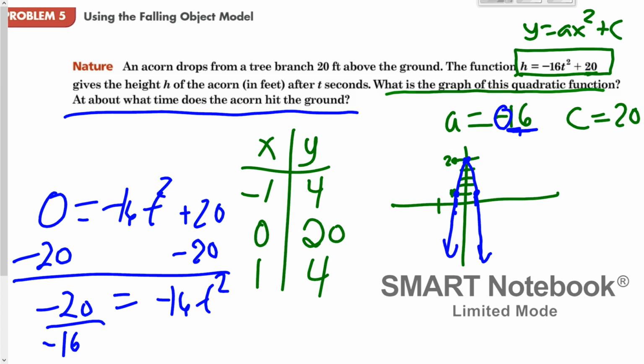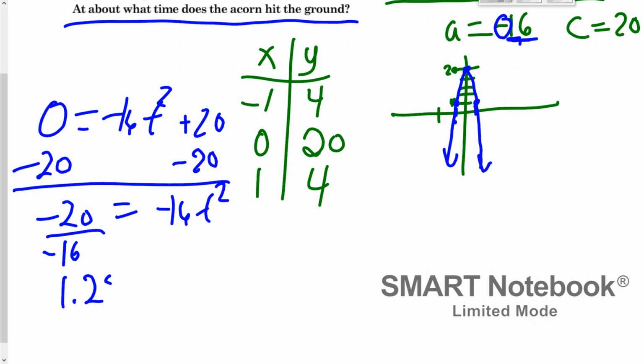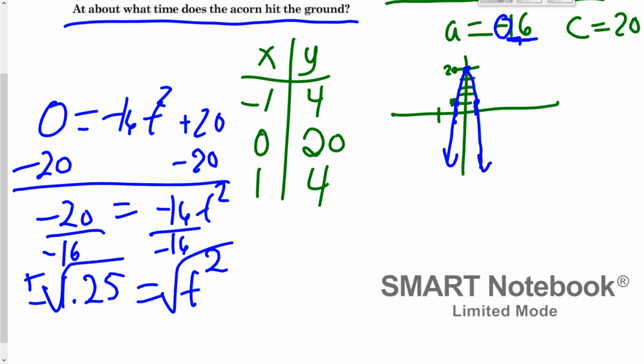All right, and negative divided by negative is a positive, and then 20 divided by 16 is 1.25, and since this is an application problem, we can go ahead and leave it as 1.25. Then how do we get rid of squared? We square root, and when we square root we get a positive and a negative, but I don't care about the negative, right, because we're talking about time, and time's always positive. So I need to take the square root of 1.25, and I get approximately 1.12. So that's how much time it takes to hit the ground.